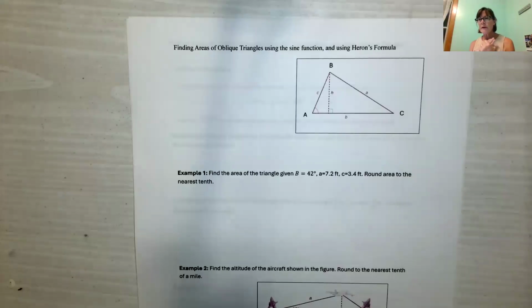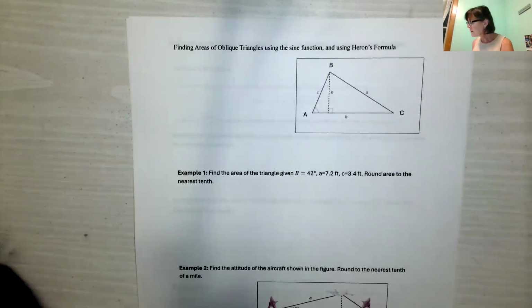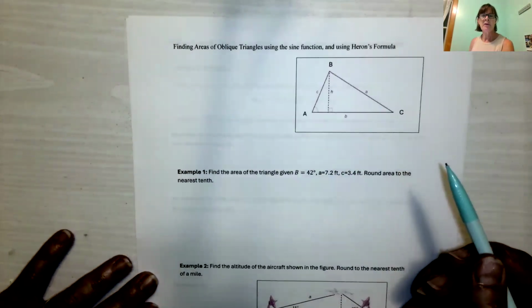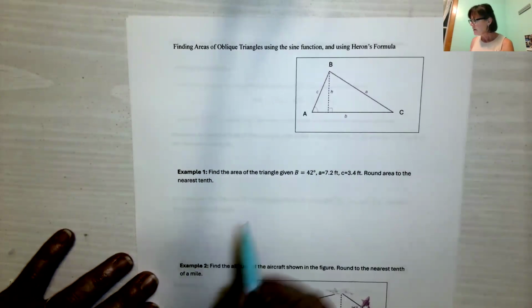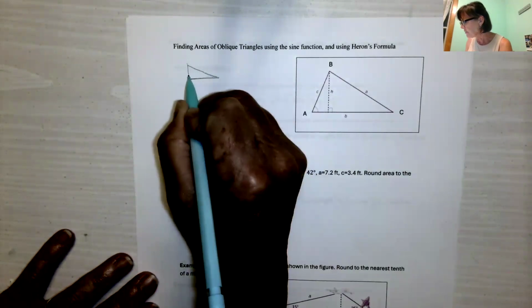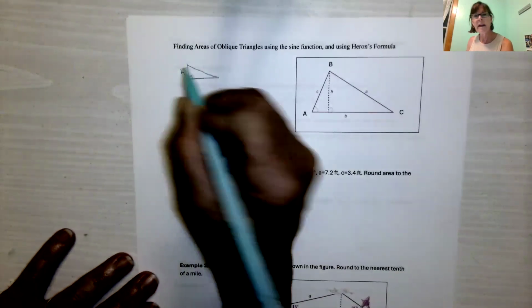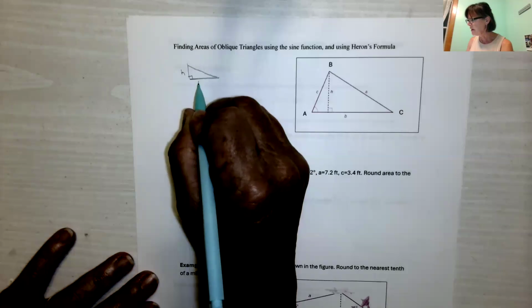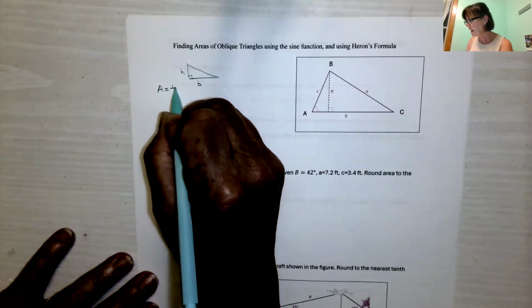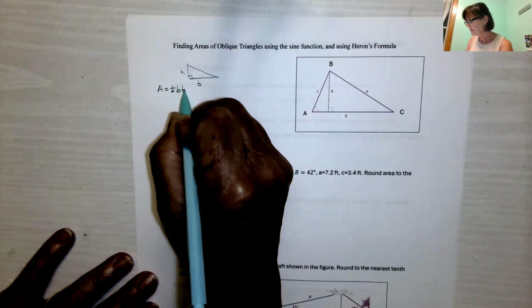Okay, now we're going to learn how to find the area of triangles that are not right, oblique triangles. And so here is an oblique triangle. It is not a right triangle, but what's easy about finding the area of a right triangle is that the altitude is right here. This is the height, and this is the base. And so the area of any triangle is equal to 1/2 base times height.